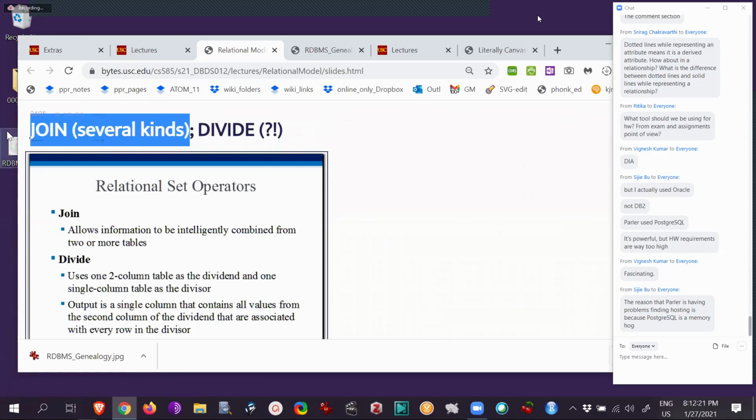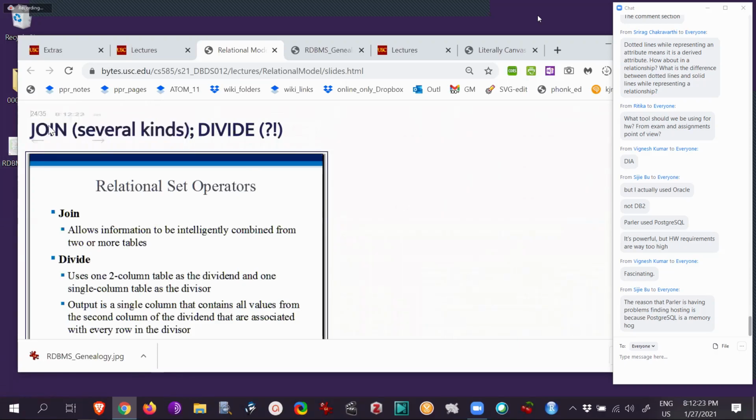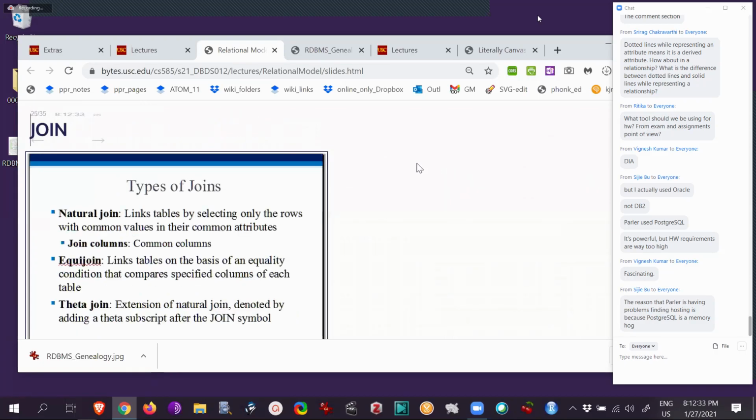You can run them. There's a join command, there's a select command, there's a difference command, there's a union command, there's an intersection command, there's a project command. But there's no divide command. But divide is a cool operation. And we use divide in the world, actually.